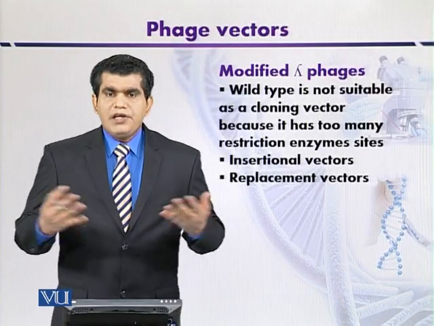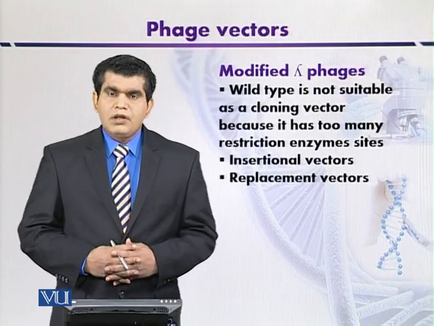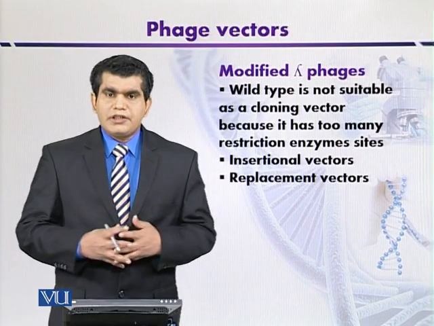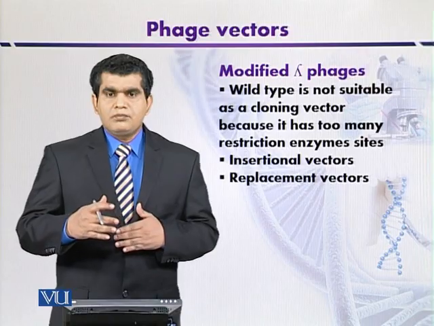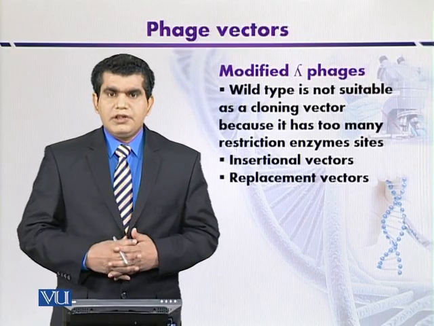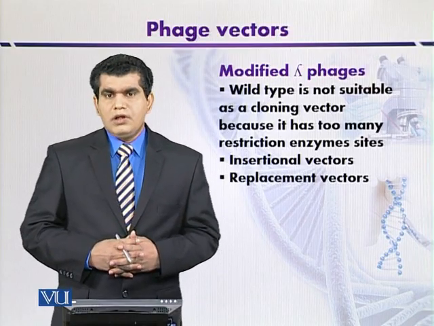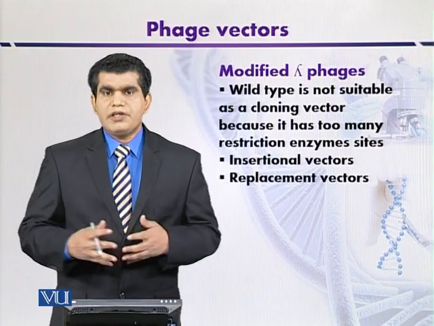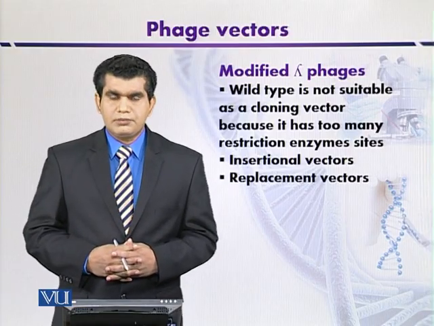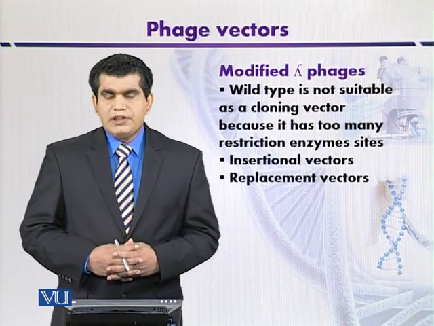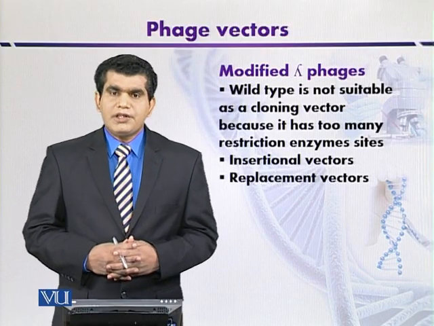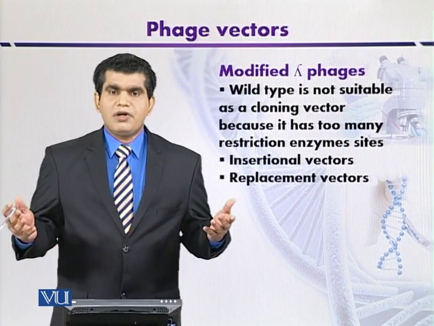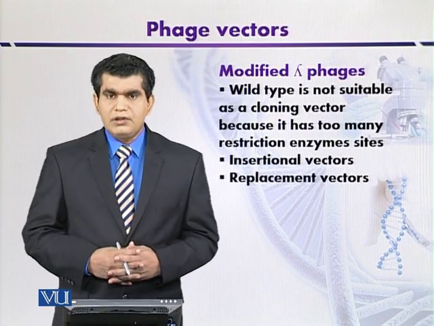Although wild type lambda phages can be used as a cloning vector, because of some characteristic features, it is not so good to transform foreign DNA into the host organism. The reason is that it contains multiple restriction sites for different types of endonucleases.